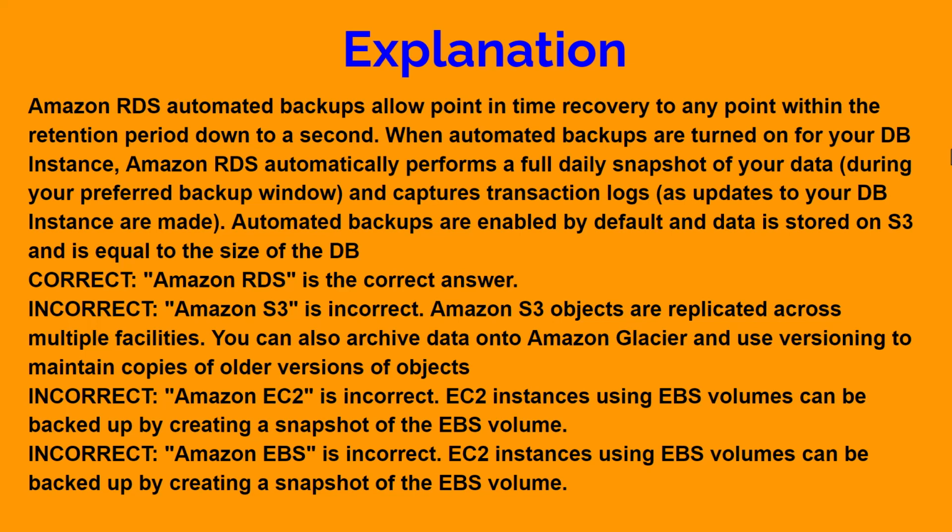Incorrect. Amazon EC2 is incorrect. EC2 instances using EBS volumes can be backed up by creating a snapshot of the EBS volume. Incorrect. Amazon EBS is incorrect. EC2 instances using EBS volumes can be backed up by creating a snapshot of the EBS volume.